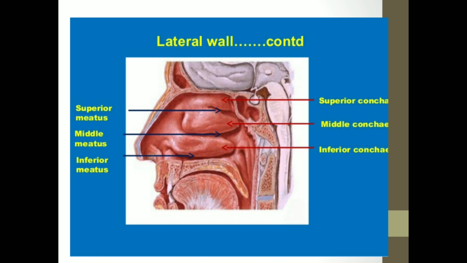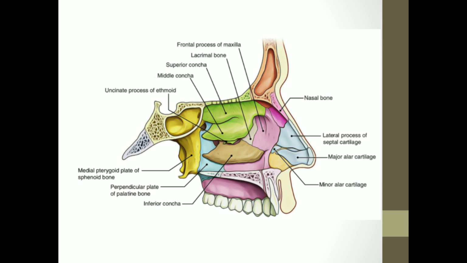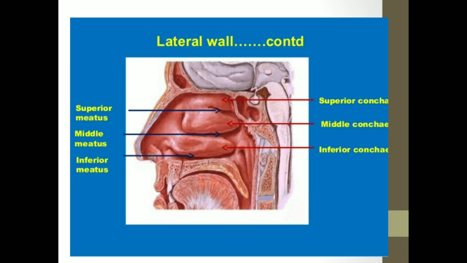What do you mean by conchae? Conchae are irregular bony shelves in the posterior part. In the posterior part, you see the irregular shelf-like projections; they are called conchae. Why are they present? They increase the surface area. The conchae are three in number. They are called the superior concha, middle concha, and the inferior concha. So these are the three conchae you are seeing: superior, middle, and inferior.